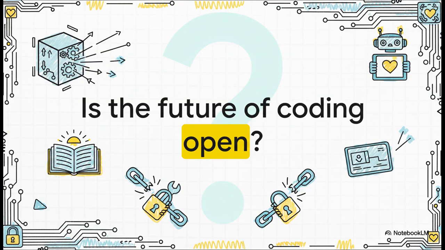So, this all brings us to a final thought. OpenCode is more than just a tool. It's really a statement. It champions transparency over black boxes, freedom over vendor lock-in, and it really makes you wonder, as AI gets more and more integrated into how we write software, is this the path forward? Is the future of coding fundamentally open?